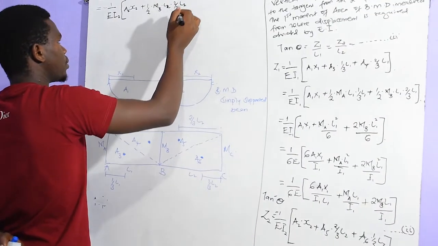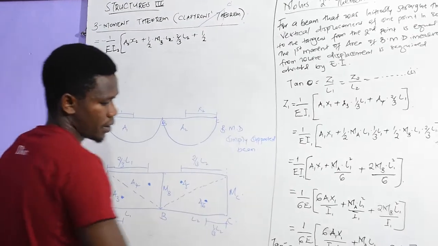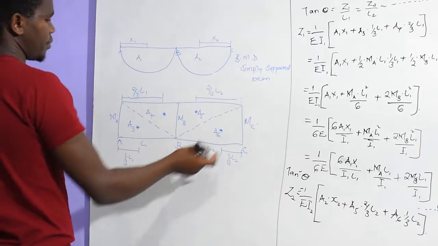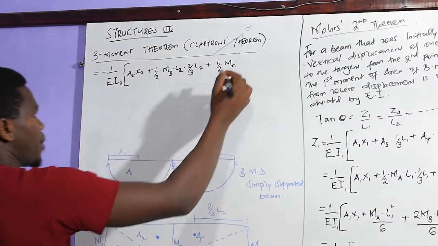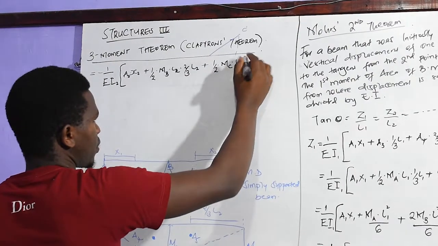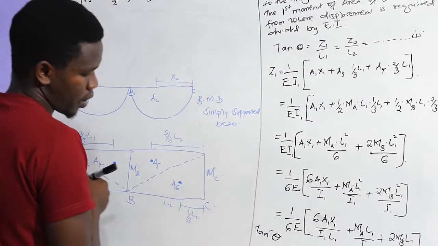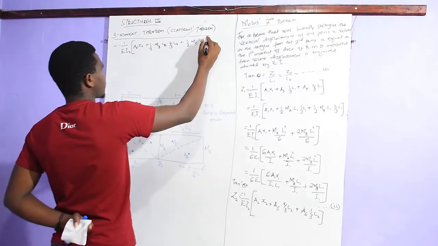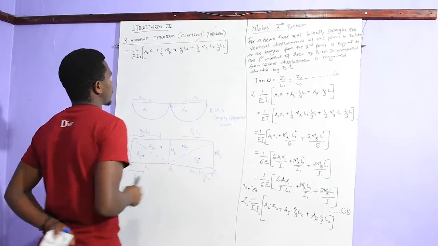and then you multiply by 2/3 of L2, then you add half the area 6, so it is a half multiplied by moments at C multiplied by L2, and then you multiply by 1/3 of L2. Like so.